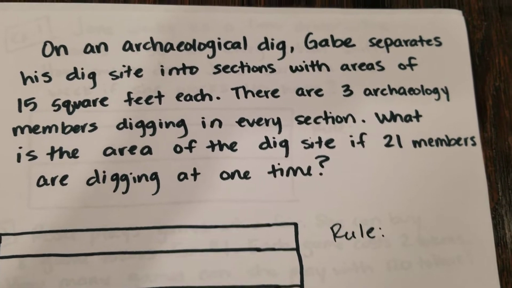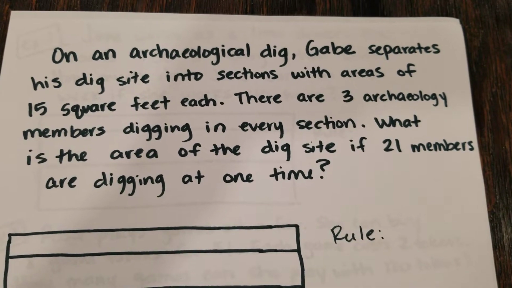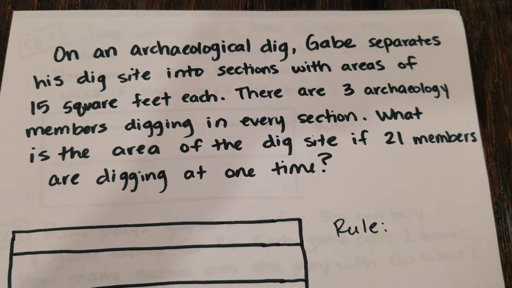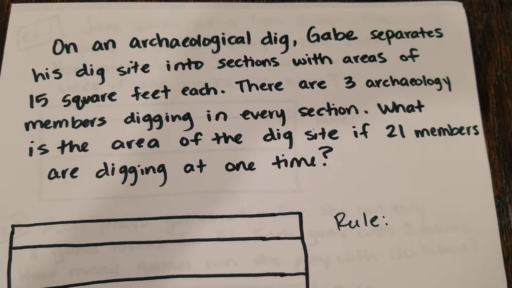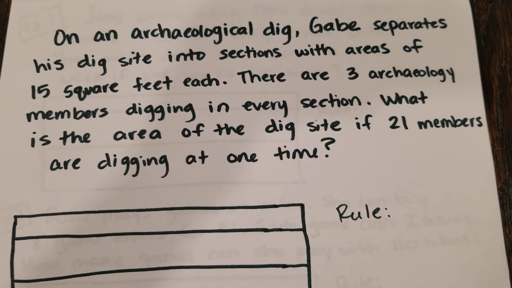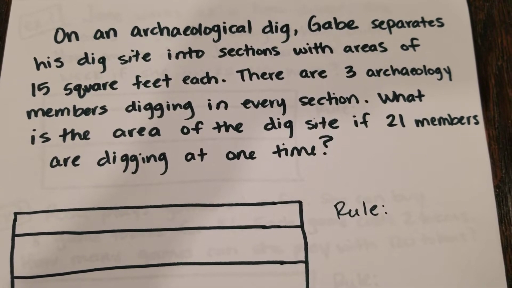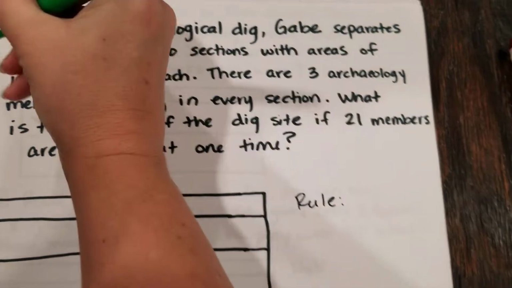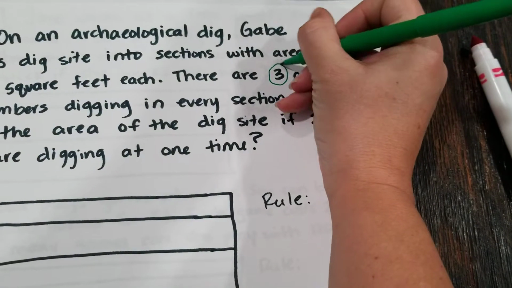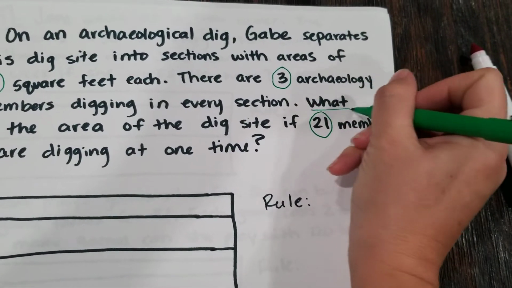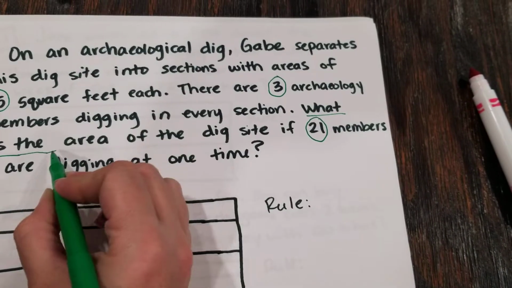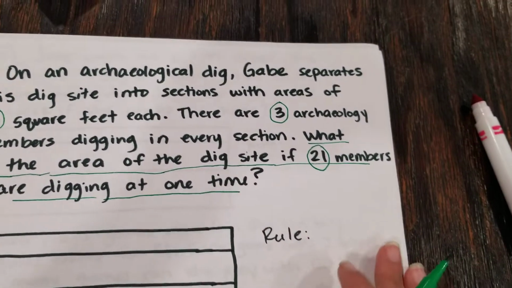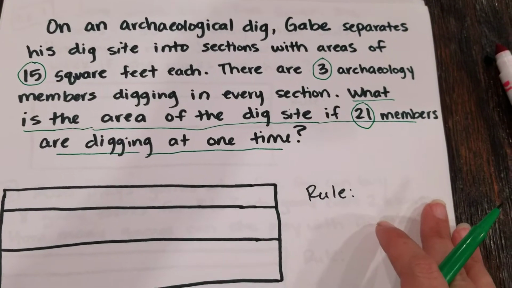So it says, on an archaeological dig, Gabe separates his dig site into sections with areas of 15 square feet each. There are 3 archaeology members digging in every section. What is the area of the dig site if 21 members are digging at one time? All right, so usually with word problems, we circle our numbers. We underline our question. Okay, it wants us to find out how big is the dig site if there's 21 members digging in it.